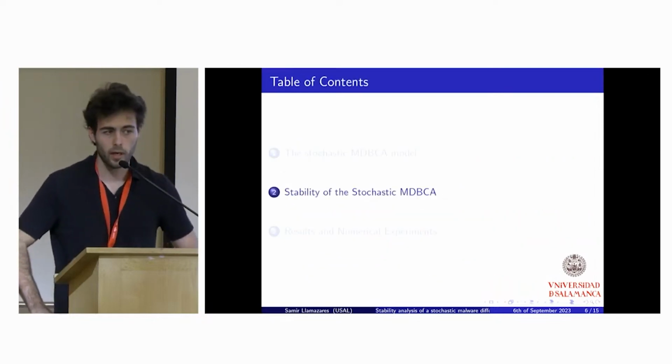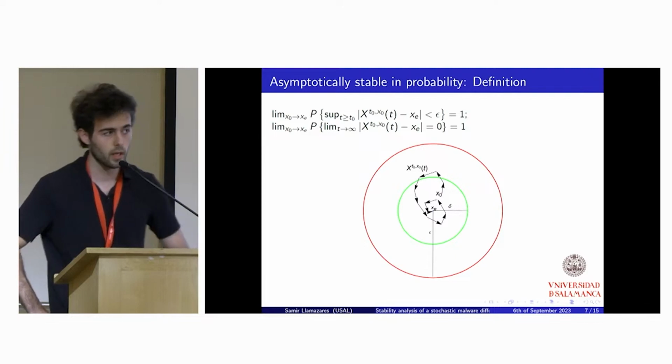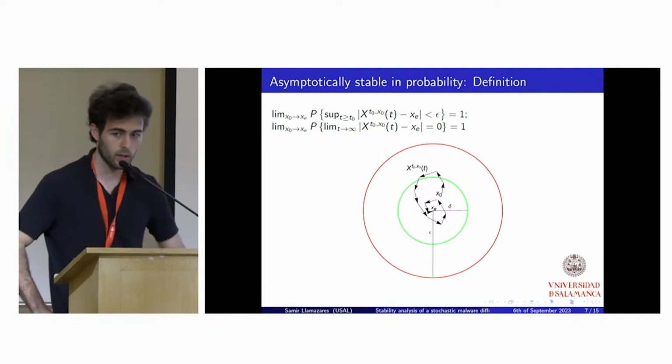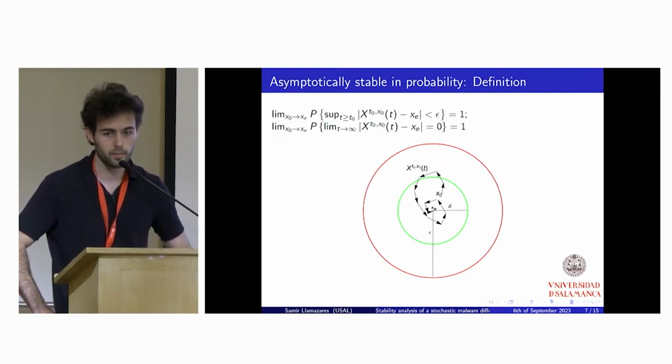Our analysis focused on one of the most important qualitative properties of dynamical systems, which is stability. There are several different kinds of stability, but the one we focused on is called asymptotical stability in probability. Let me briefly explain what that is.